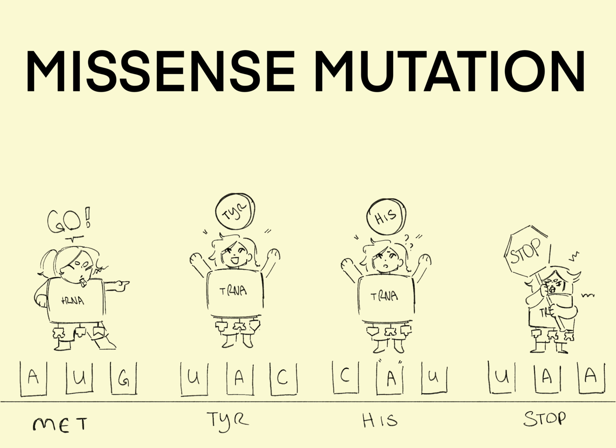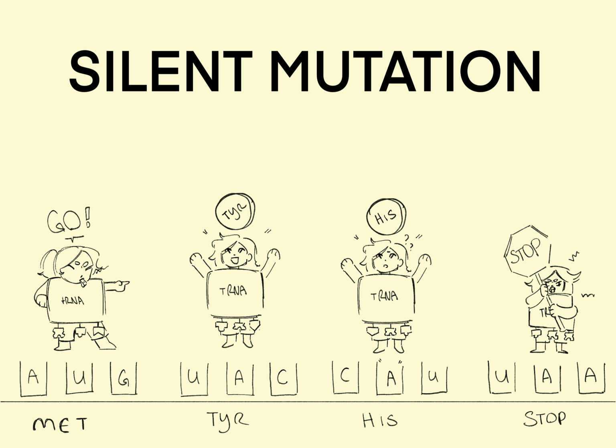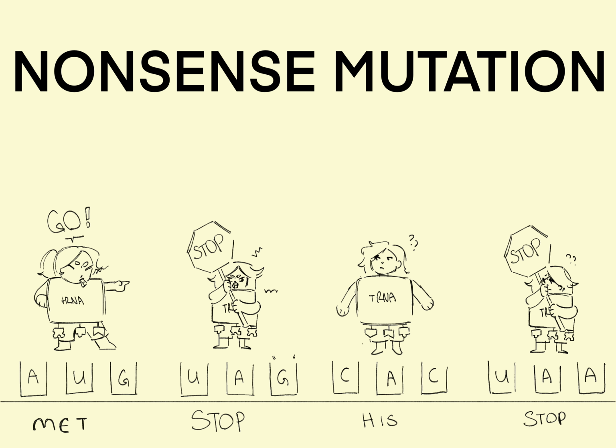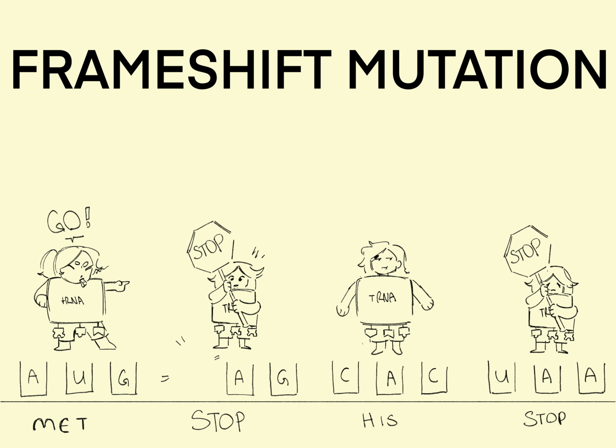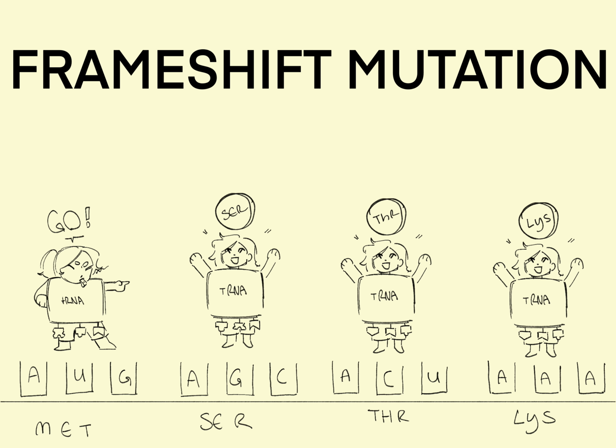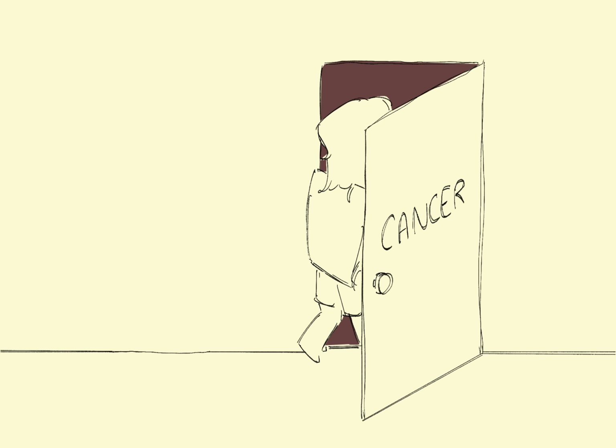When a base is switched with another base, that will either cause a missense mutation, which happens when the mutated base codes for a different amino acid, a silent mutation, which codes for the same acid, or a nonsense mutation, which turns into a terminator codon, meaning the tRNA will stop forming the protein before it's completed, typically making that protein non-functional. If a base is deleted or added, this causes a frameshift mutation. These are much more problematic because instead of changing one codon, it causes all the bases to shift over, causing every codon to change. So, back to cancer.